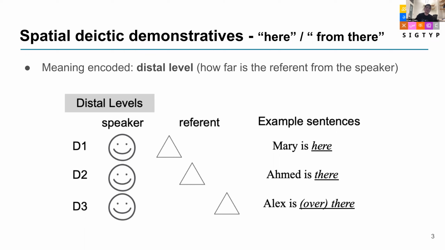The meanings of these demonstratives can be divided into two separate dimensions. The first one is distal level. It denotes the distance between the speaker and the referent, and it increases as the referent is further apart from the speaker. For example, if the referent is very close to the speaker, we call this distal level D1. In English, the word is "here," as in "Mary is here." Similarly, if the referent is further apart from the speaker, we will call these distal levels D2, D3, and so on.